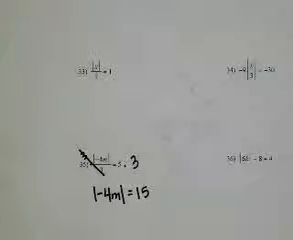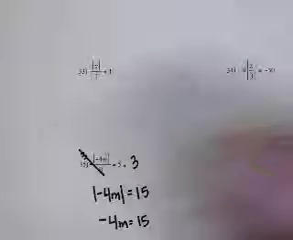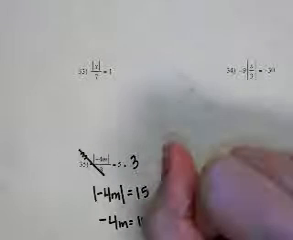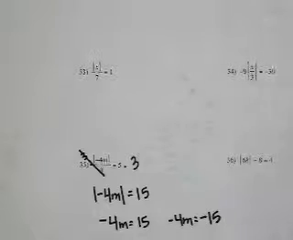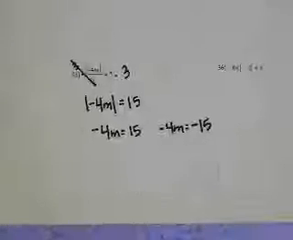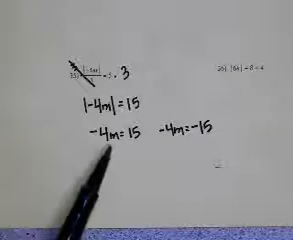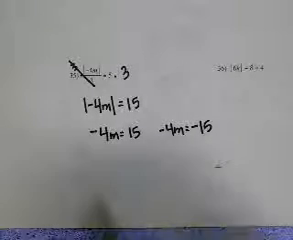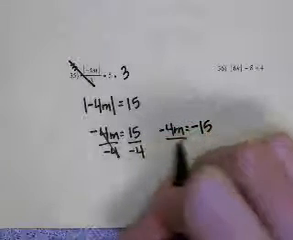Remember, the second step is we have to write two equations, a positive equation and a negative equation. So we have negative 4m equals 15. There's our positive equation. And we also want negative 4m equals negative 15. There's our negative equation. Now we solve. That's the third step. We got the absolute value by itself. Then we wrote two equations. Now we're going to solve. We're going to divide by negative 4 to get rid of the negative 4.